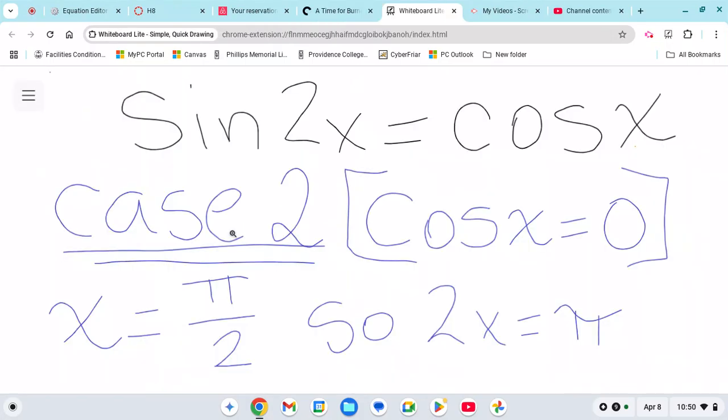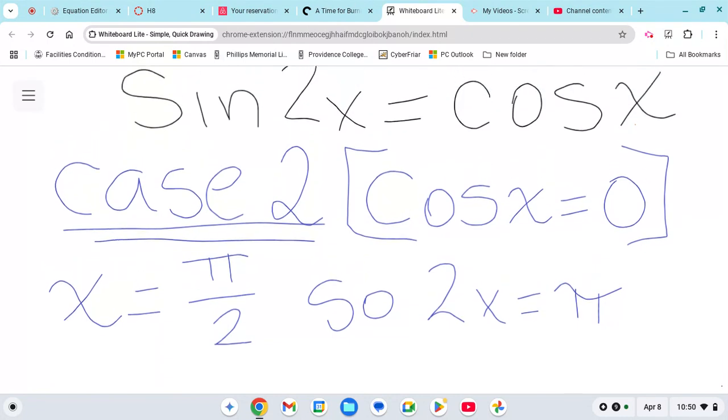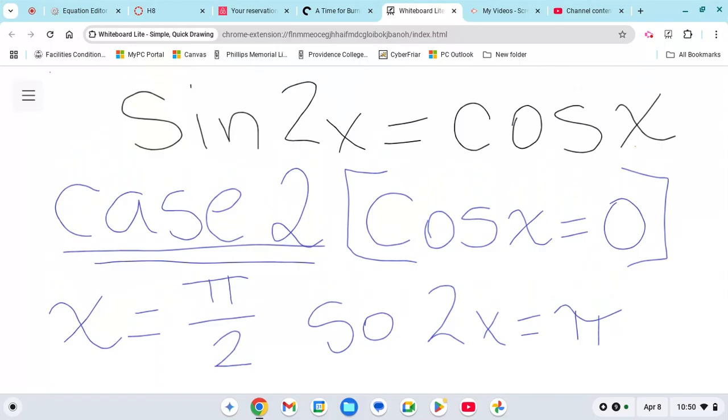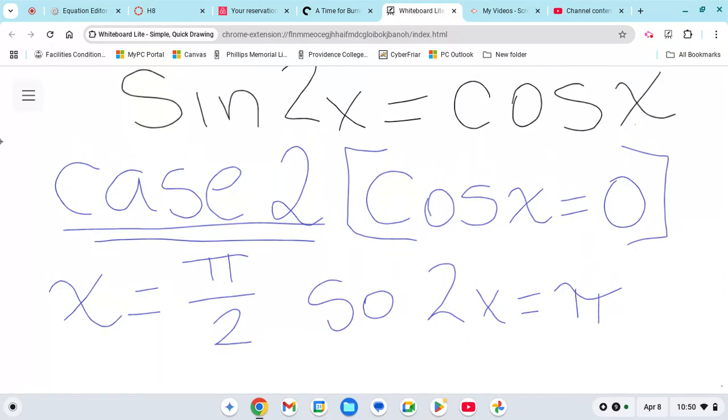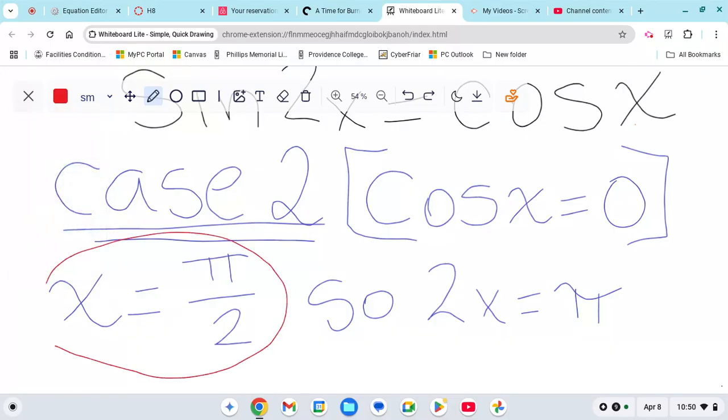So what we have in this case is that, according to our original formula, the sine of 2x is equal to the cosine of x because they're both equal to 0. And this is one of our possible answers. Let me put a nice red box around it to show that it's a possible answer. Let's see, can I do this? There it is. There's one of our possible answers.